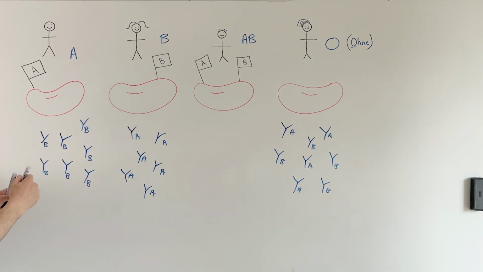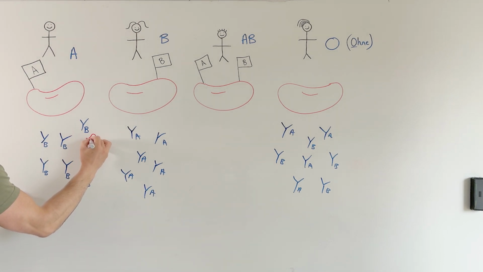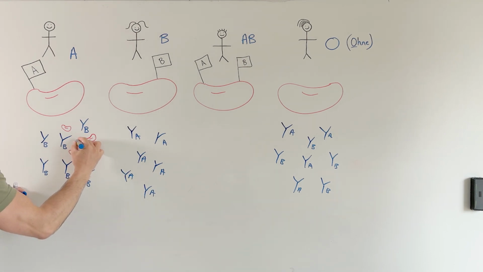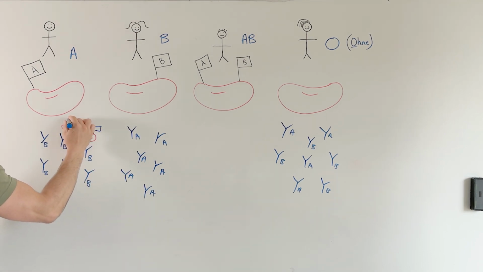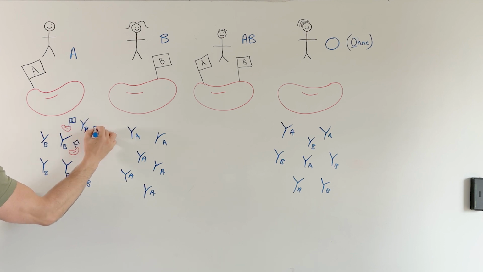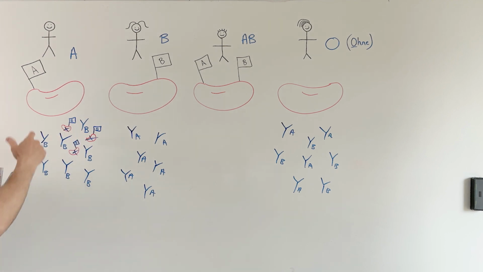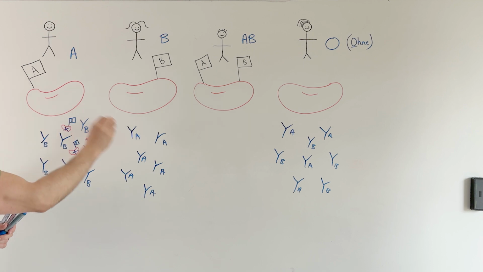But if you're now throwing in B blood into this individual that's waving the B flag, what do you think that means? It means that these antibodies are going to attack and destroy the blood. So this person can't receive B blood. And the same reason why this person can't receive A blood.